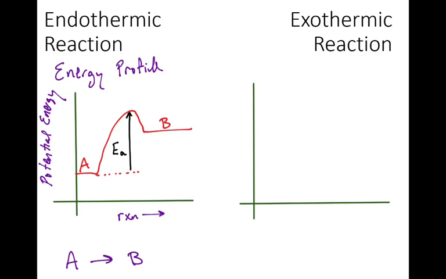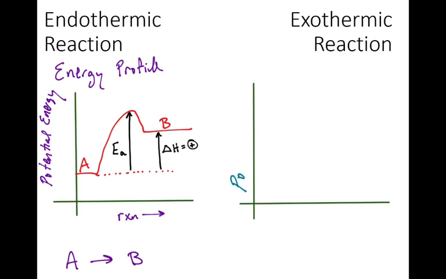I could extend this out a little bit more and talk about delta H again. The change along the y-axis from A up to B would be considered the delta H, and I know it's a positive number here because it's a positive change. It's uphill overall. Then we're going to do the same thing with this exothermic reaction over here.